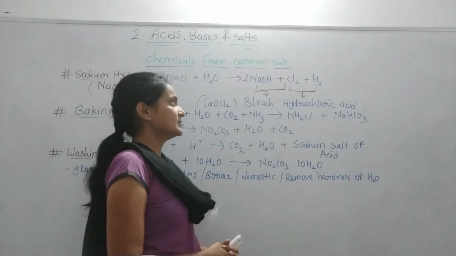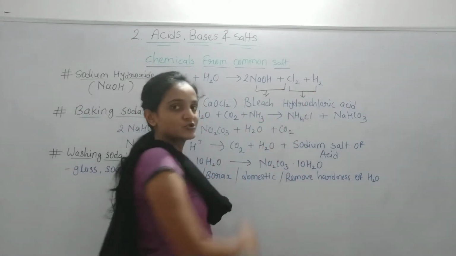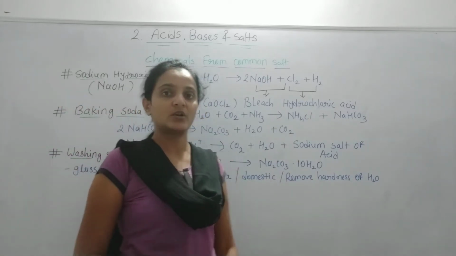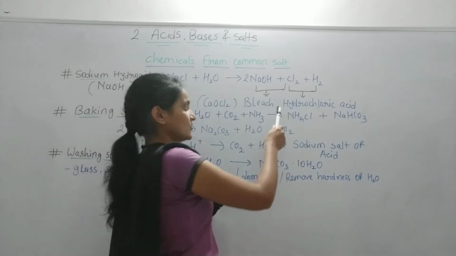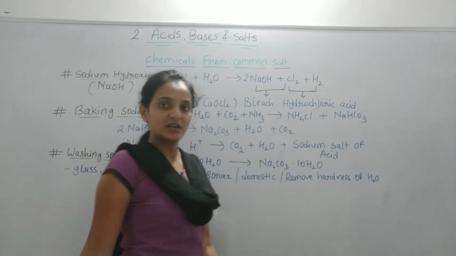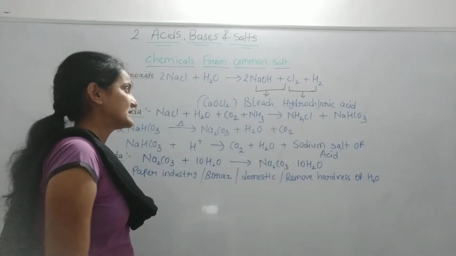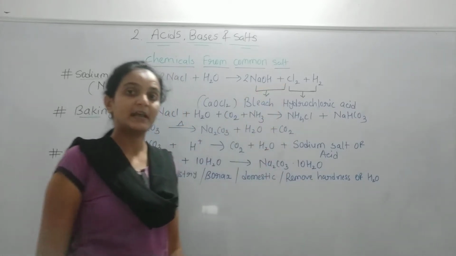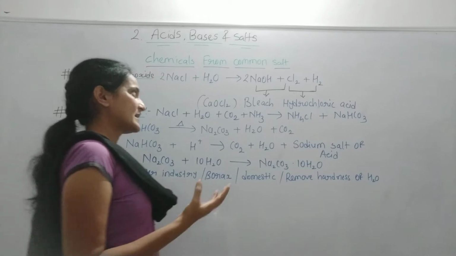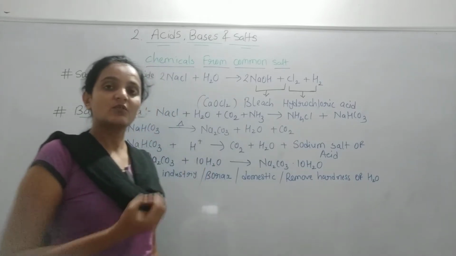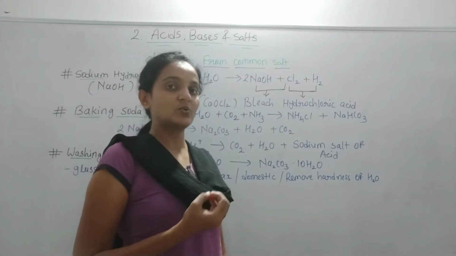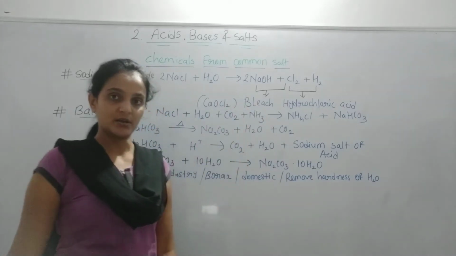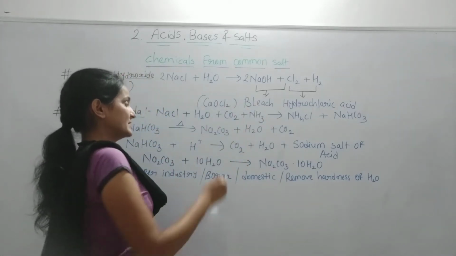Now here you can see if the chlorine and hydrogen react with each other, then it will form hydrochloric acid, and that hydrochloric acid is used for different purposes. Exactly the same way, if NaOH, the sodium hydroxide, and chlorine react with each other, it will produce bleaching powder. You can take any base. Here we have taken the example of bleaching powder.